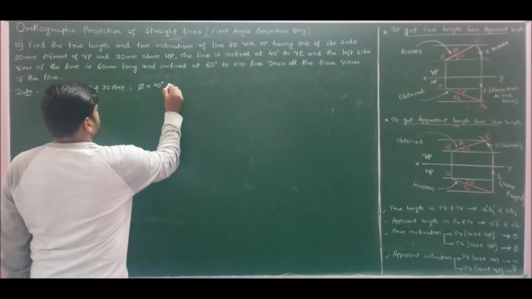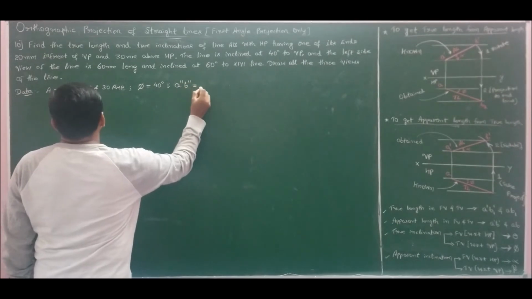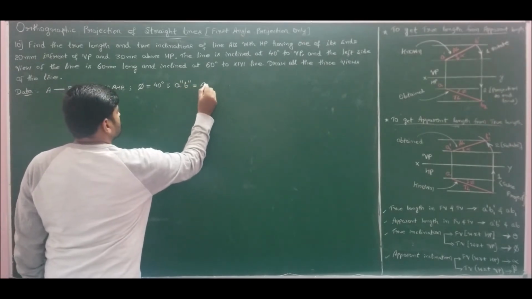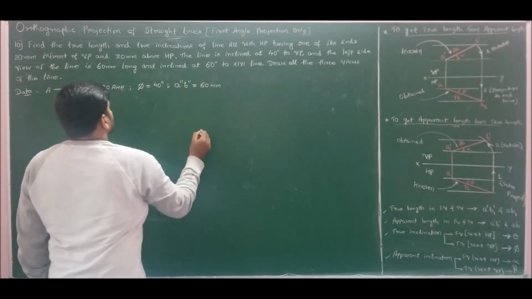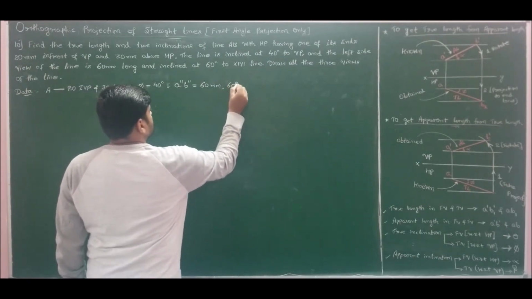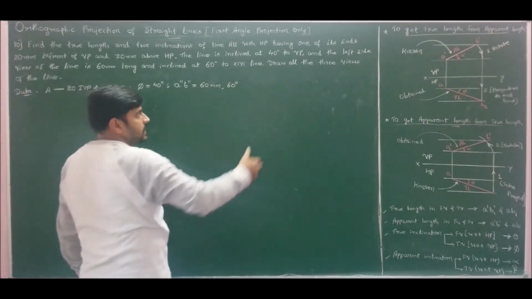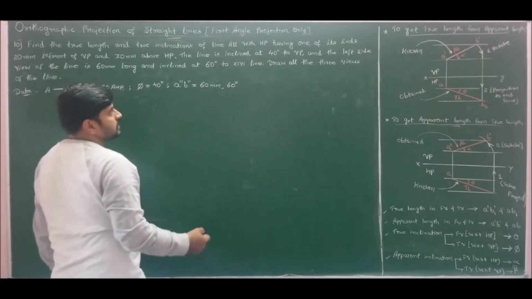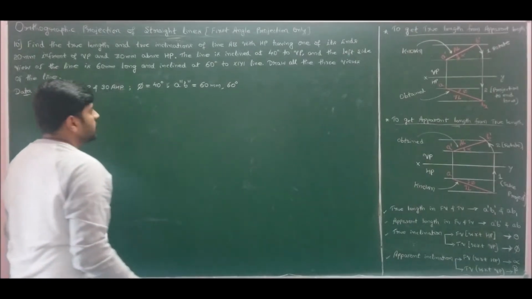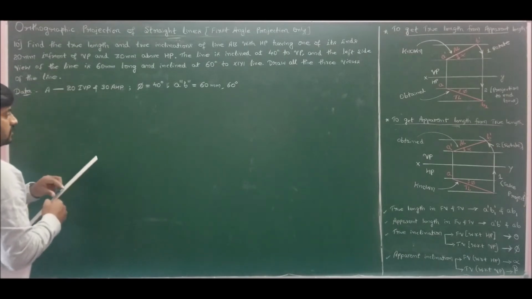He has given the left side view of the line, that is A double dash B double dash, which is 60 mm, with angle of inclination 60 degrees to the x1y1 line. The x1y1 line is nothing but the vertical line for us. Draw all three views of the line. Let us solve this problem.